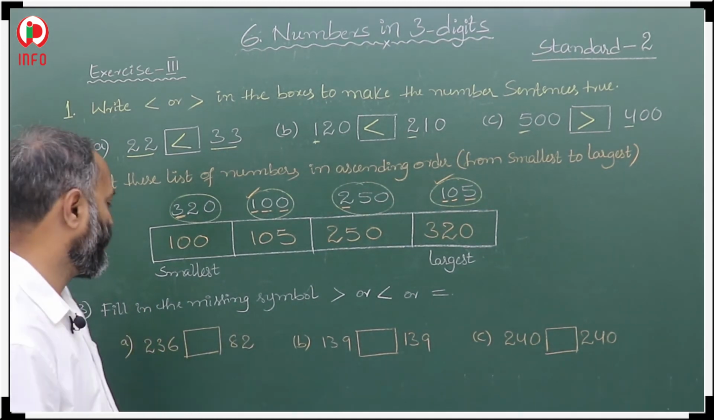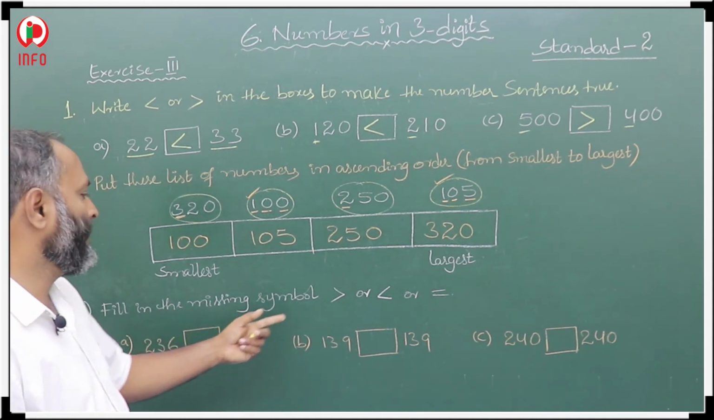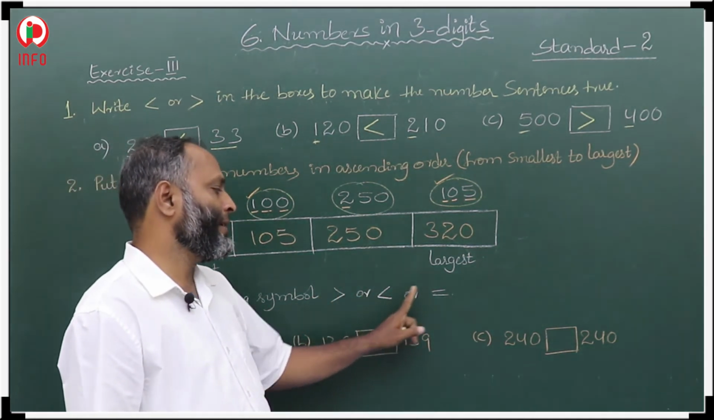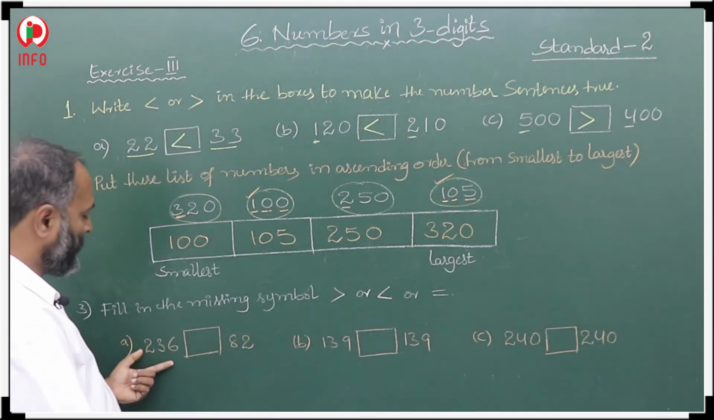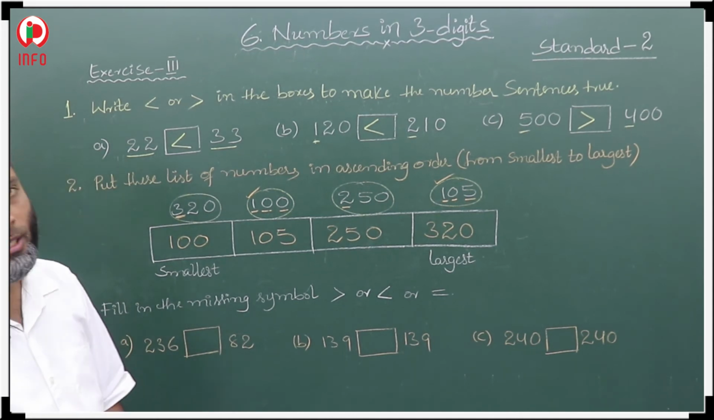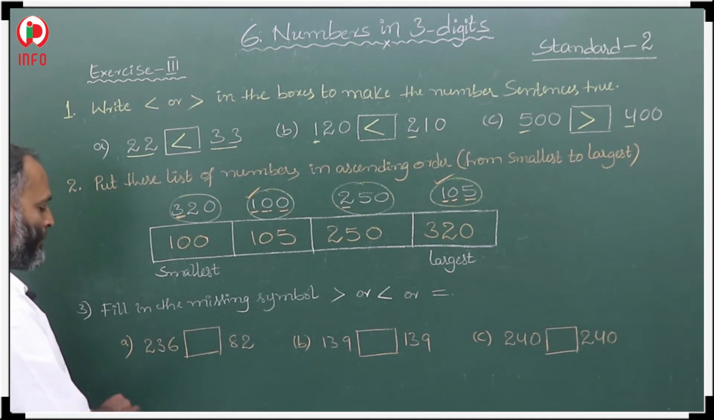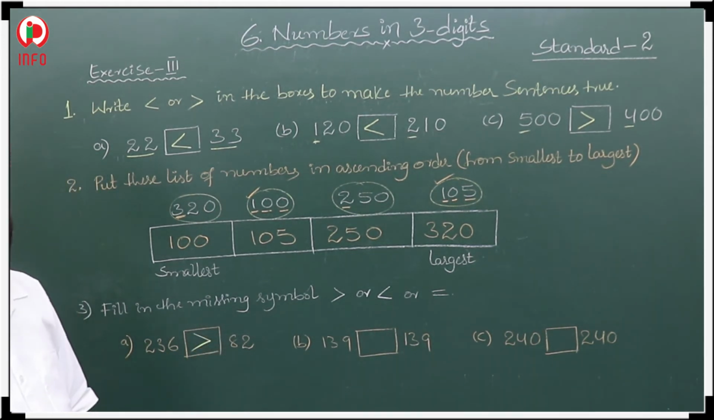Okay. Now, fill in the missing symbol using greater than, less than, or equal to. So here, this is a 3-digit number, this is a 2-digit number. 3-digit numbers are greater than 2-digit numbers. So blindly you put greater than symbol. Why? 3-digit numbers are greater than 2-digit numbers.